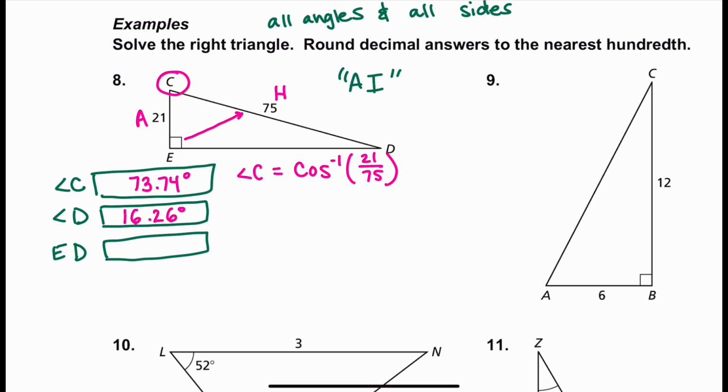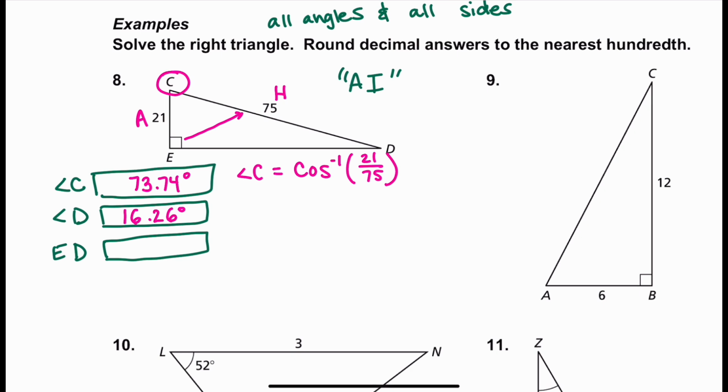And that is 16.26 degrees for angle D. Now, I also need to find ED, this length here. If I know two of the sides of a right triangle, I can use the Pythagorean theorem to find the third side of a right triangle.